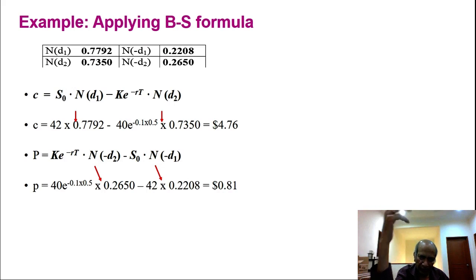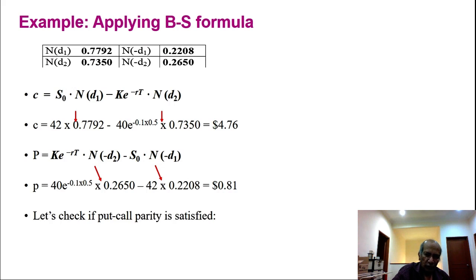Look at that. The call price is $4.76, while the put price of the same stock is $0.81, which implies that it's a bullish market. That's why the call price is expensive compared to the put. You can also check your answers using put call parity. If put call parity is satisfied, then you can be rest assured the answers for the call and the put are perfectly correct. Okay.